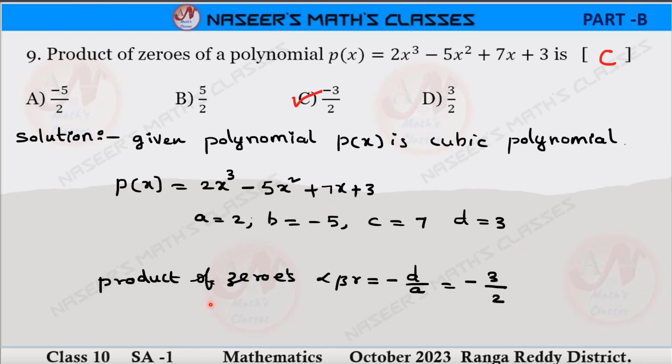So we already know the product of zeros alpha into beta into gamma is equal to minus d by a. So d value is 3 and a value is 2. So we get the product of zeros as minus 3 by 2. So the correct option is C, that is minus 3 by 2.